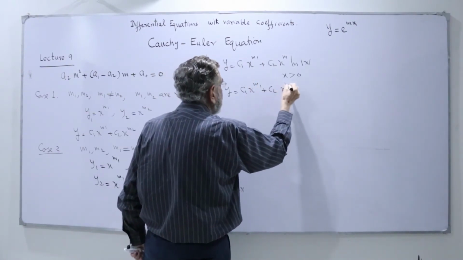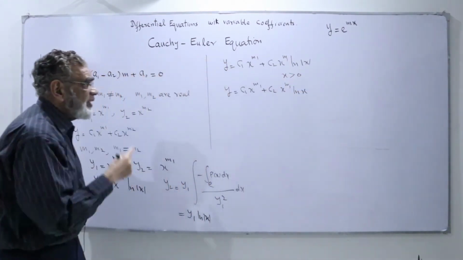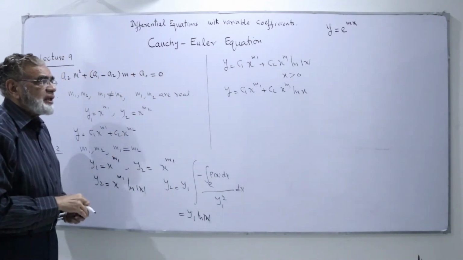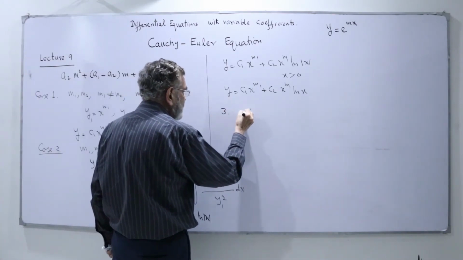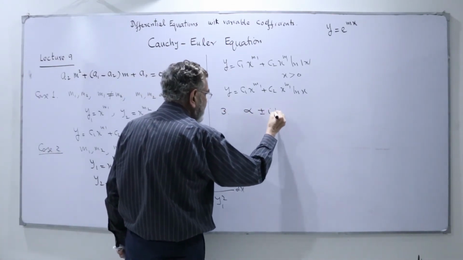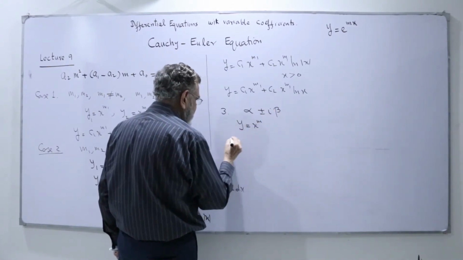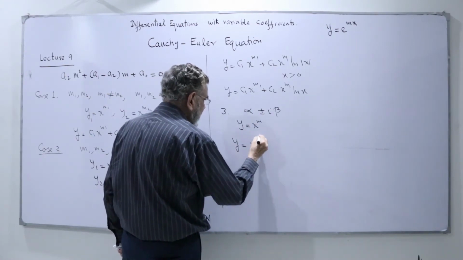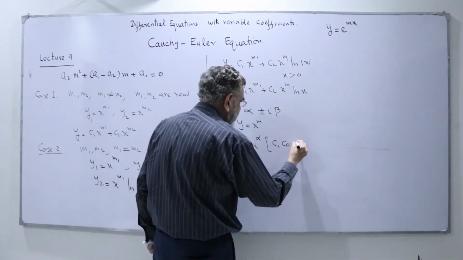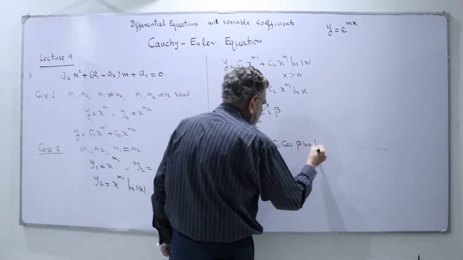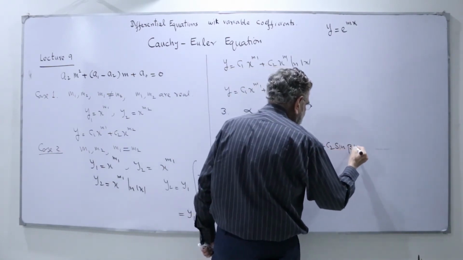x to the power m1, and we get here ln of x. So we don't need to write the absolute value with that one, because we have already identified that x is bigger than 0. This was case 2. Case 3 is we get the complex roots in the form alpha plus minus i beta. So y is equal to x to the power m. When I simplify this one, my result will be y equal to x to the power alpha, and we get here c1 cosine beta ln of x plus c2 sine beta ln of x.